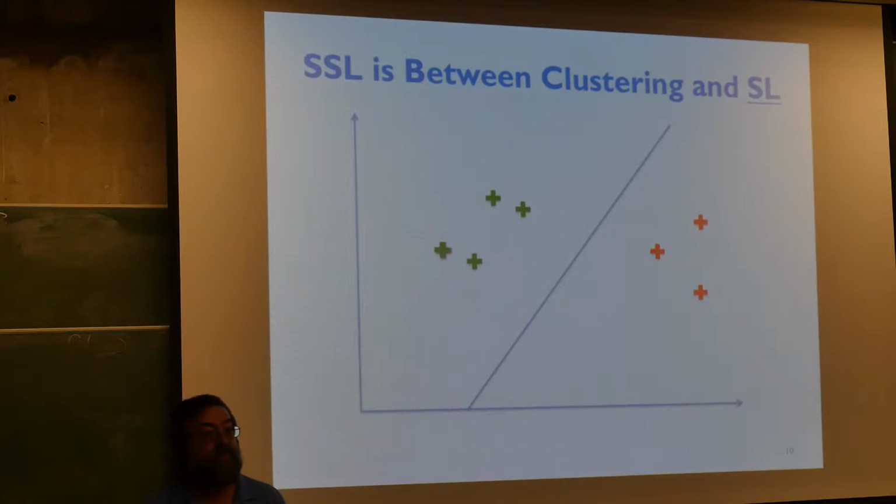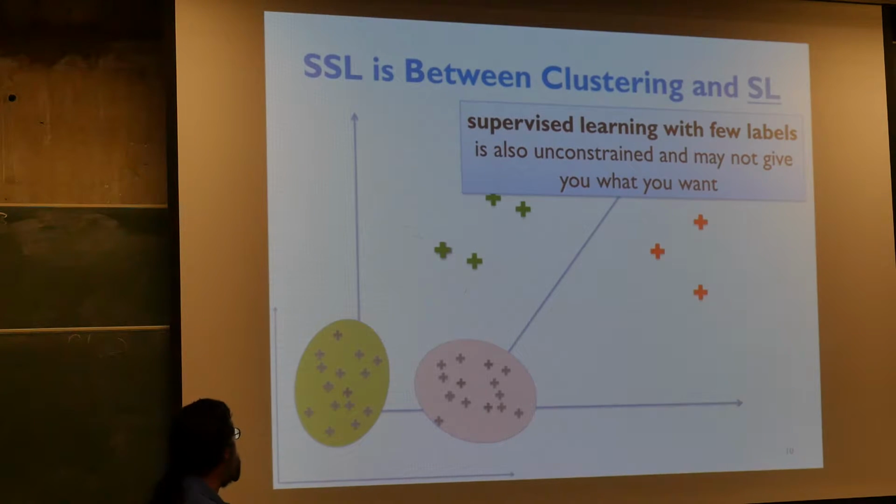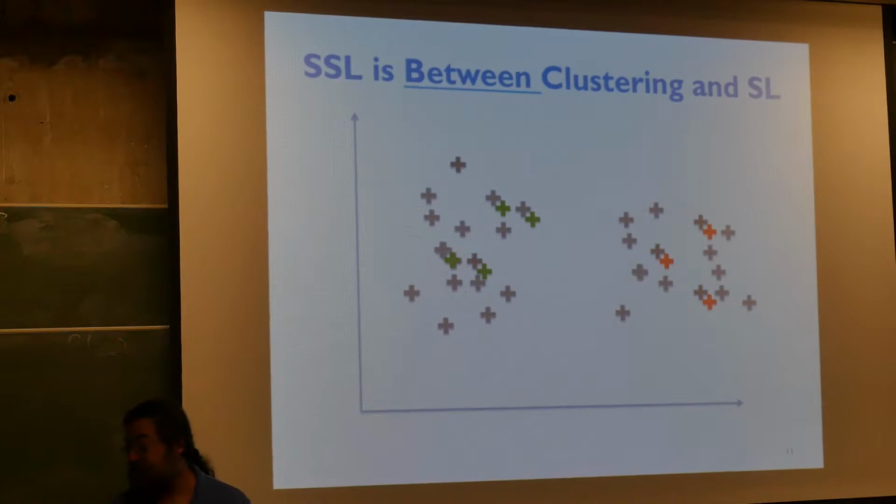So maybe this separation is just as good as the other separation. If I have a few labels, then classification is also kind of unconstrained, right? And again, it might not give you what you want. Remember, here, probably what we want is something like this, and this separating hyperplane doesn't really give you that.